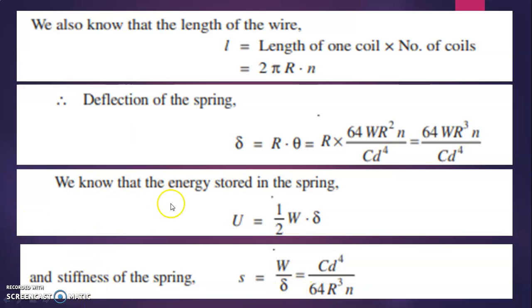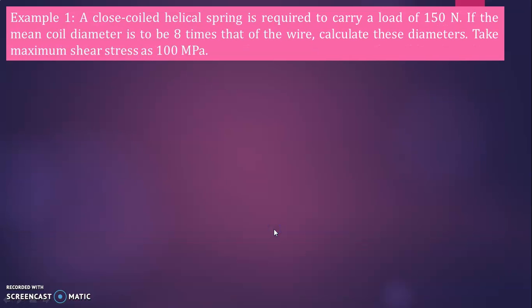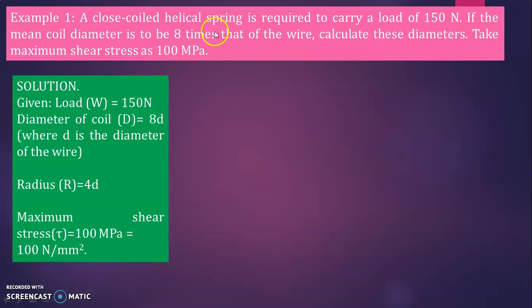These are the different formulas you should remember while solving problems. Let us take one example. A closed coil helical spring is required to carry a load of 150 Newton. If the mean coil diameter is to be 8 times that of the wire, calculate these diameters. Take maximum shear stress as 100 MPa. This is the given problem.